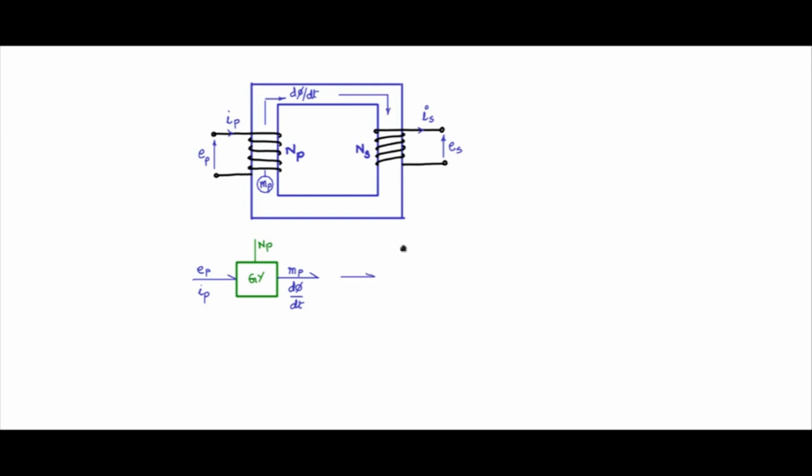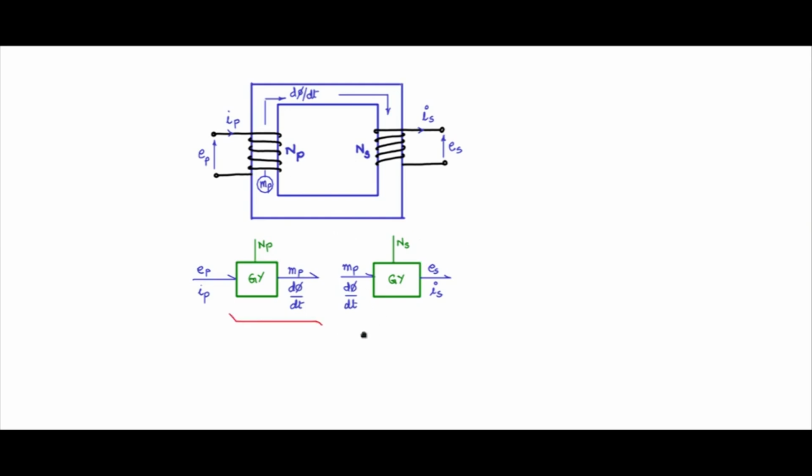Now let us represent this portion also by a gyrator, Gy, and it has a parameter NS, number of turns. It also has two ports, primary and secondary. The primary port in this case is in the magnetic domain, which has the same MMF MP across it, and the same dφ/dt flowing through this coil. And on the secondary side we have ES and IS. So this forms two gyrators.